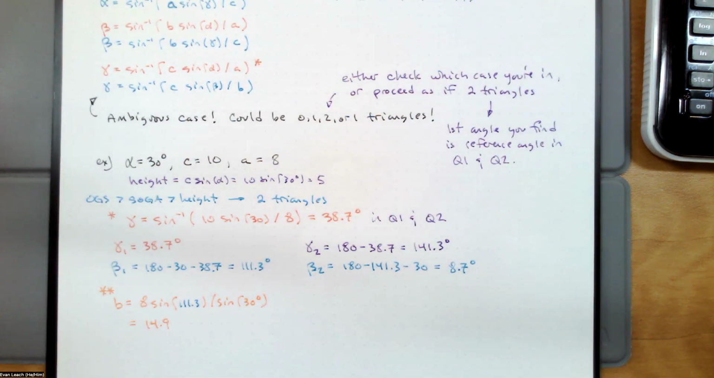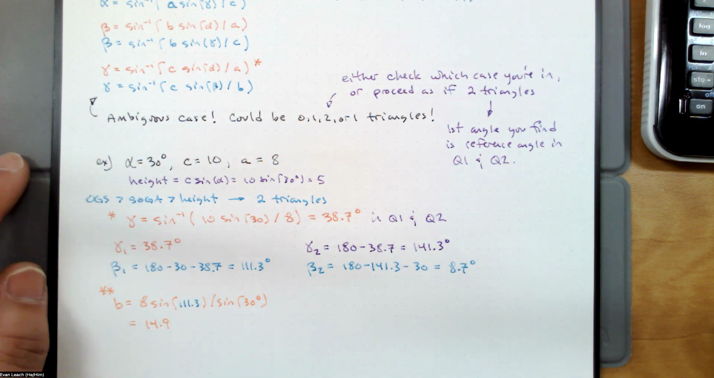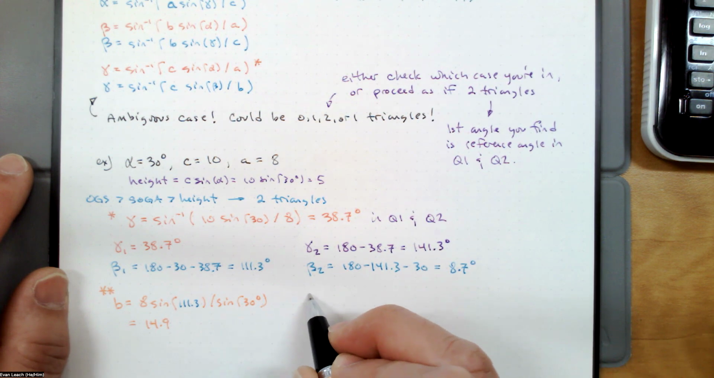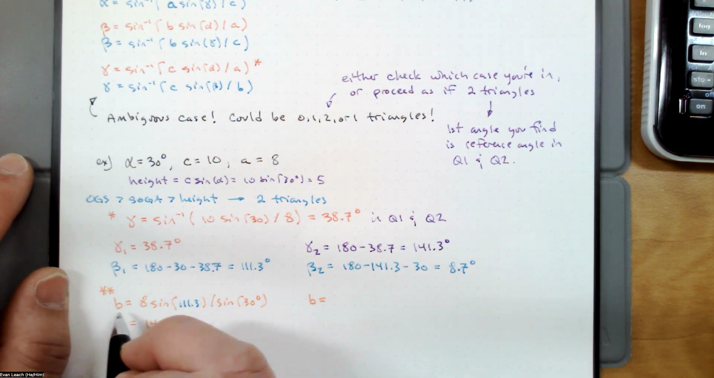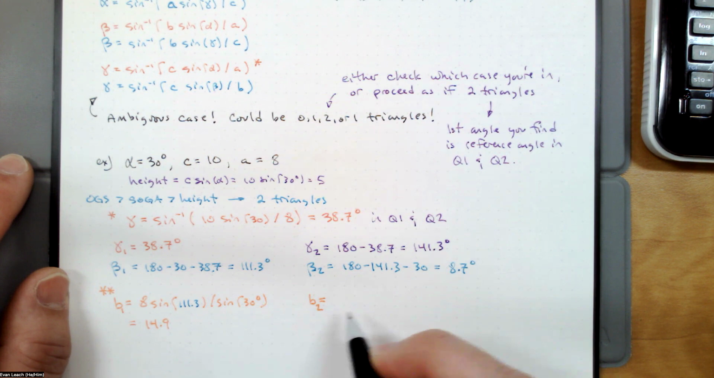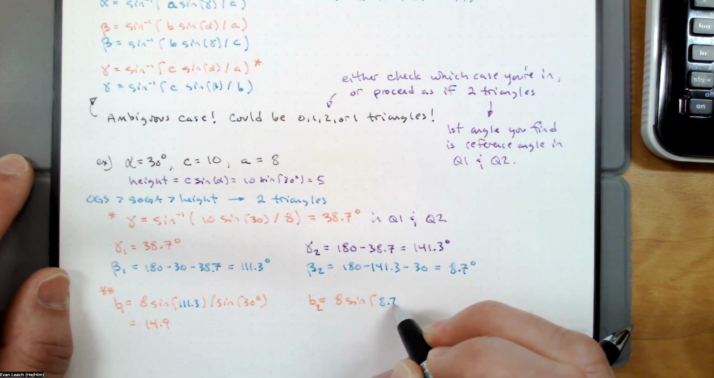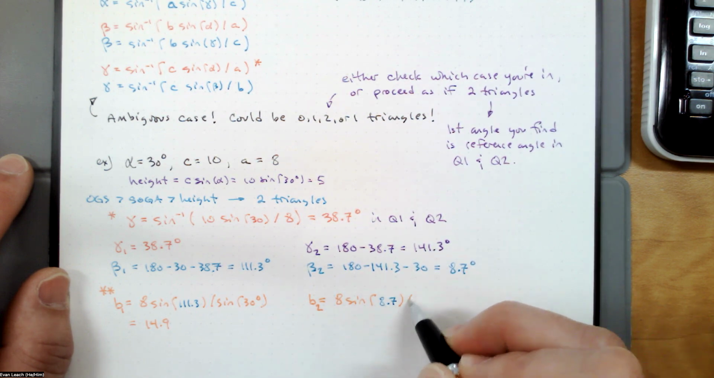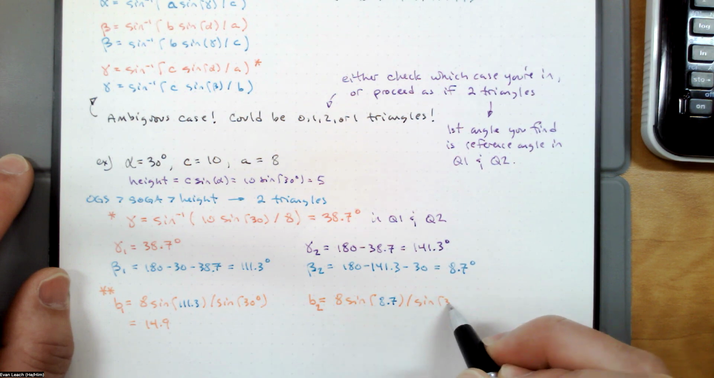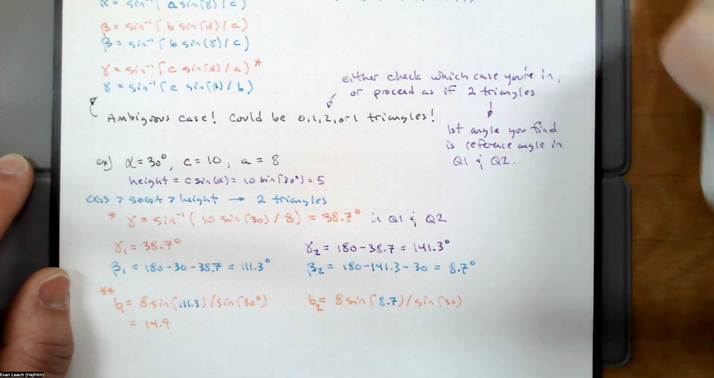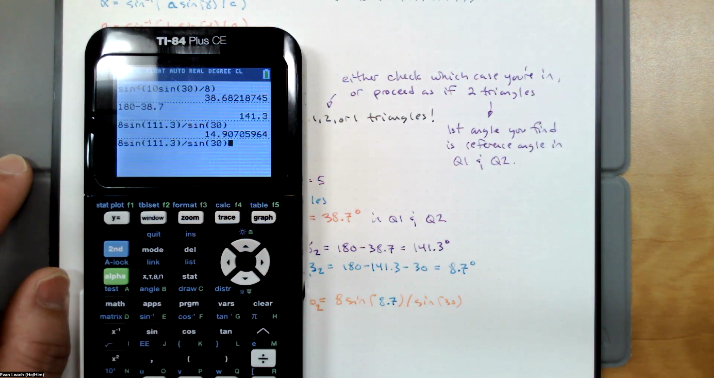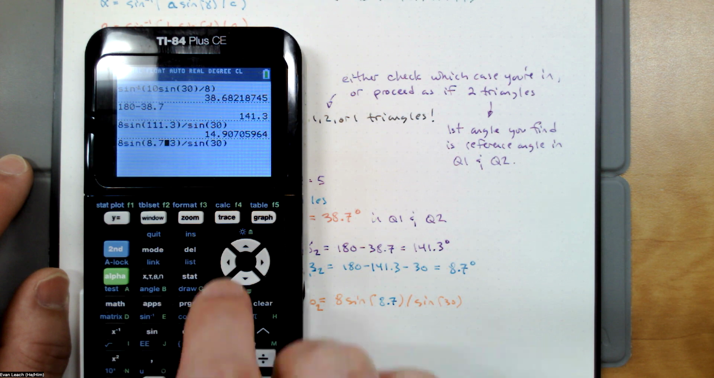That's only for the quadrant 1 version of things. Now I've got to go over to my quadrant 2 version of things and repeat this calculation, but with this 8.7. So this would be B1, let's say, and this would be B2. I'm going to do 8 times the sine of 8.7 divided by the sine of 30. So second entry, and just take the 111.3 and trade it for an 8.7.